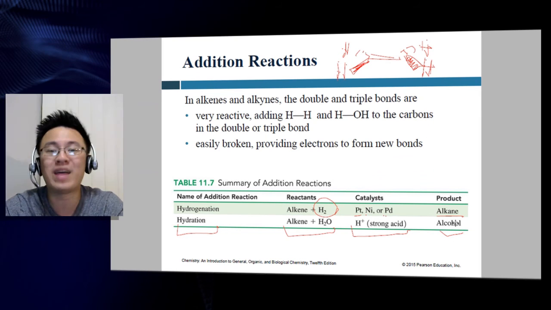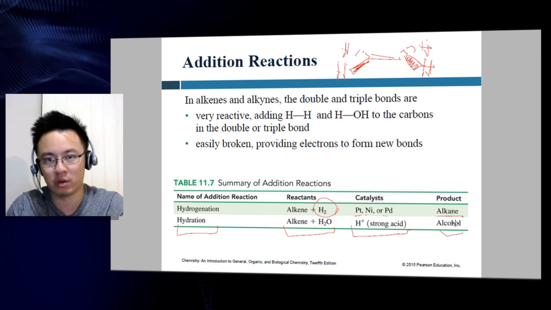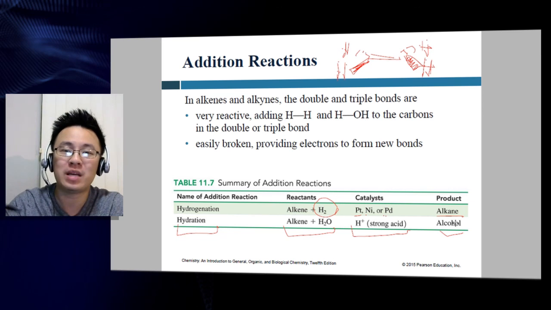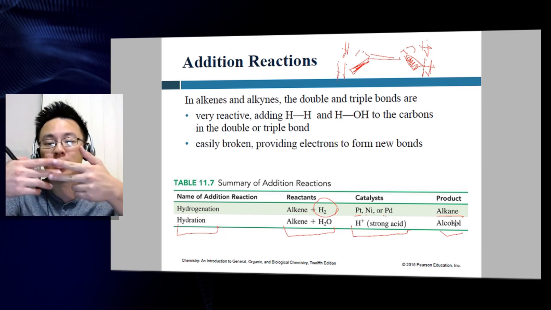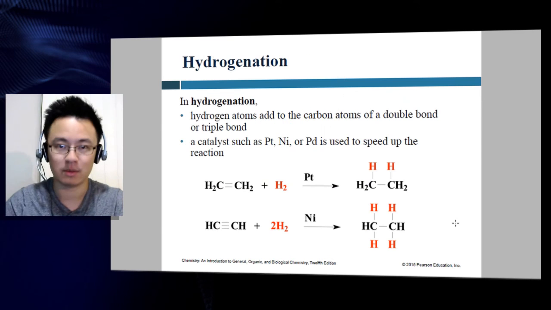So those are a summary of addition reactions. What's being added? Hydrogen atoms into the molecule. You're changing an alkene into an alkane, breaking that pi bond, and then putting two hydrogens on each one of those carbons.